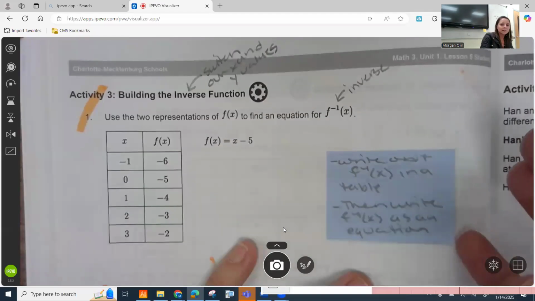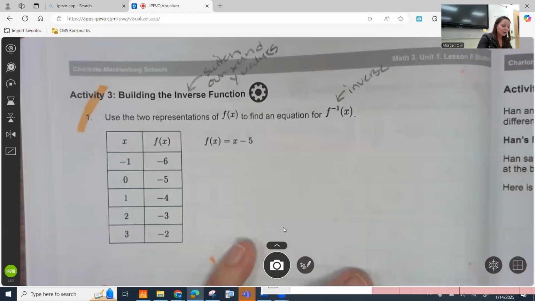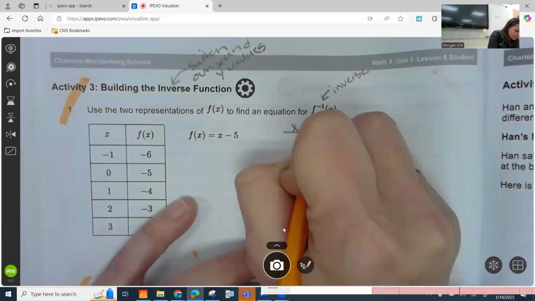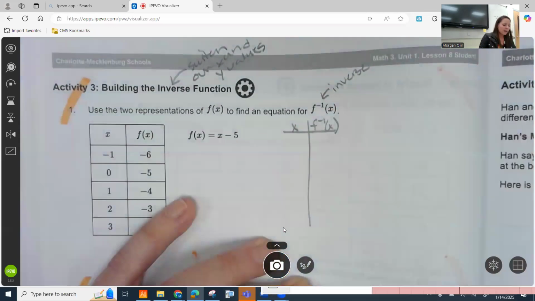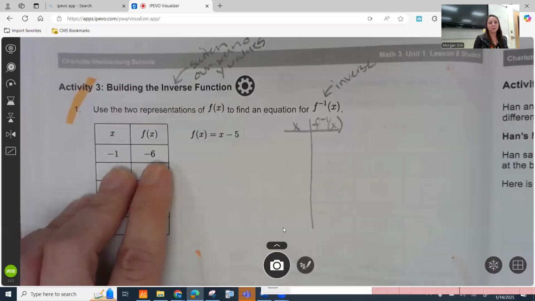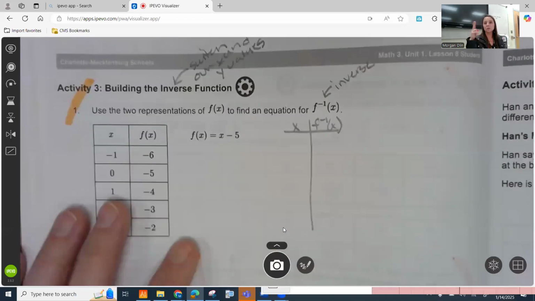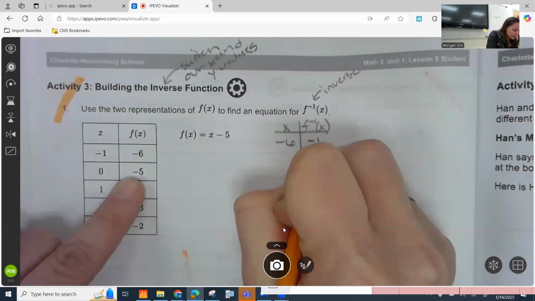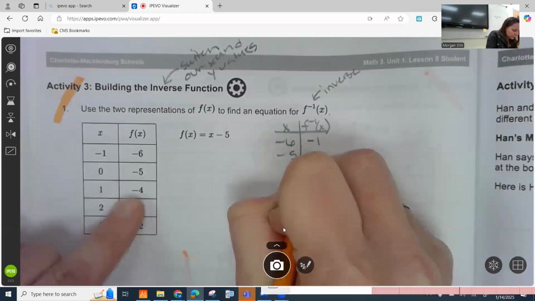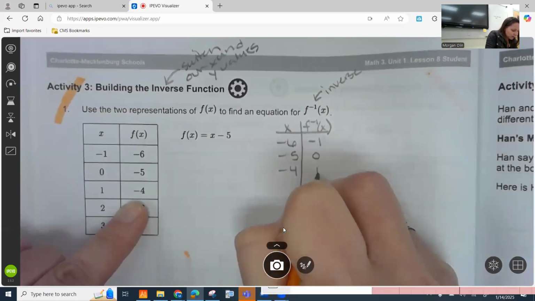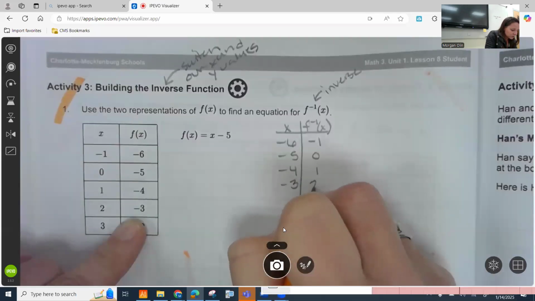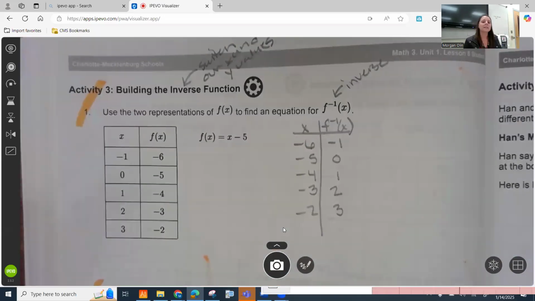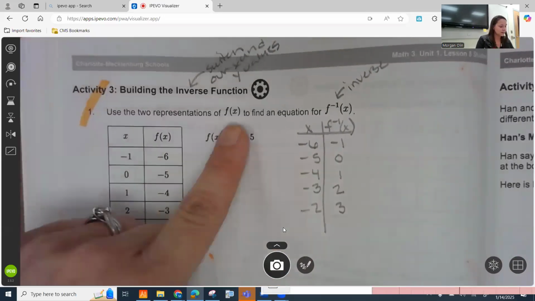Now, since they're giving us a table, I'm going to do it in 2 ways. I'm going to find the table for the inverse. And when we do that, just think when you hear inverse or see this sign, you switch your x and y's. So this is -6, -1, -5, 0, -4, 1, -3, 2, -2, 3. But not only can we write the table as an inverse, you can write the equation.